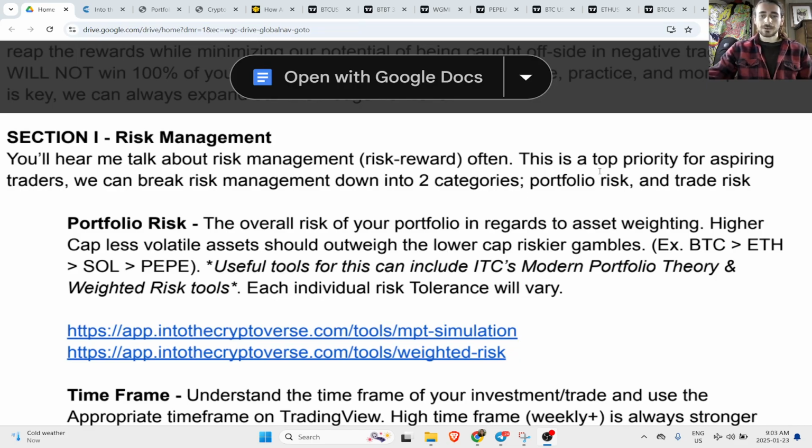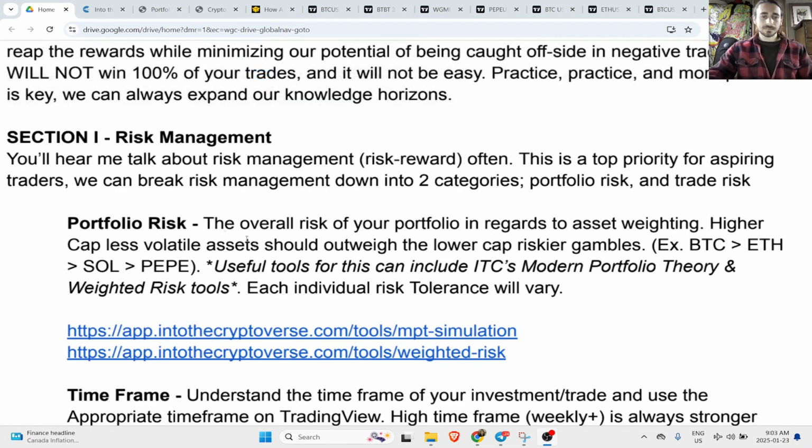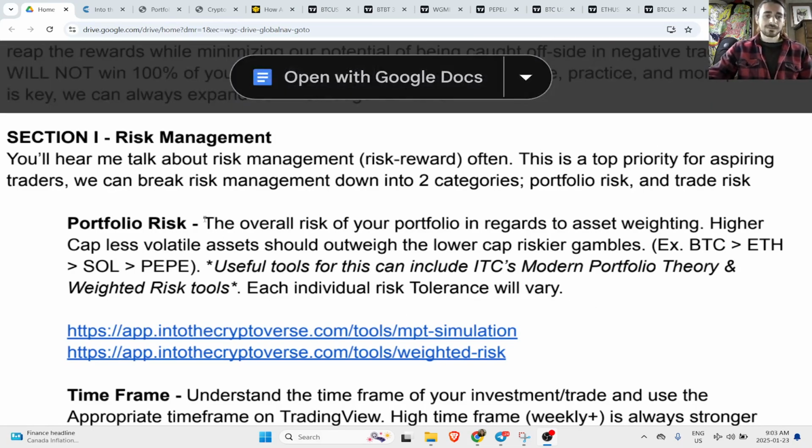We've got portfolio risk. Generally, that comes down to what makes up your portfolio. If you have a lot of high risk volatile assets, that's okay if that's within your strategy, but just recognize that depending on your own personal risk tolerance, it's going to affect how you weight your portfolio.